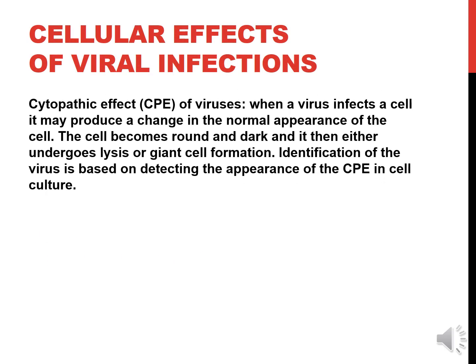So first we will talk about the cellular effects of viral infections. Cytopathic effect of viruses. When a virus infects a cell, it may produce a change in the normal appearance of the cell. The cell becomes round and dark, and then undergoes lysis or chain cell formation. Identification of the viruses is based on detection of appearance of the cytopathic effect in the cell culture.